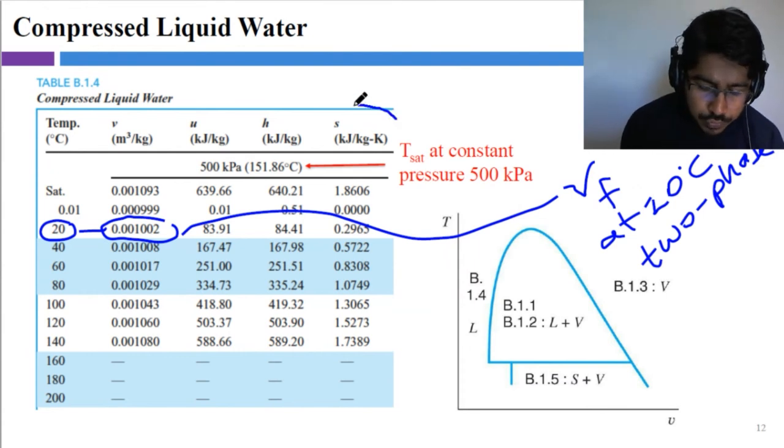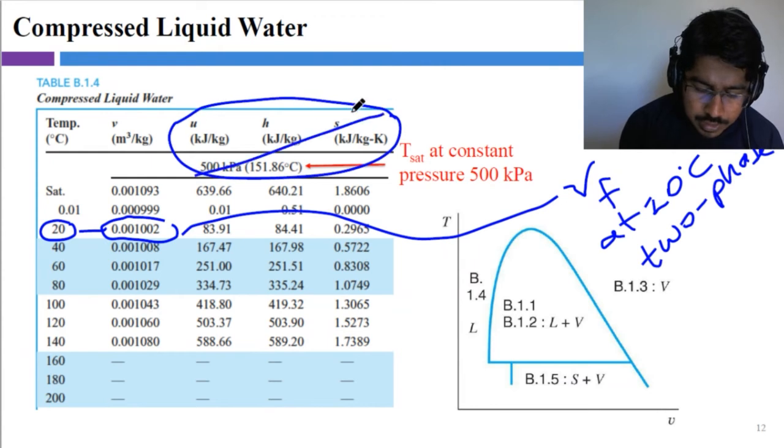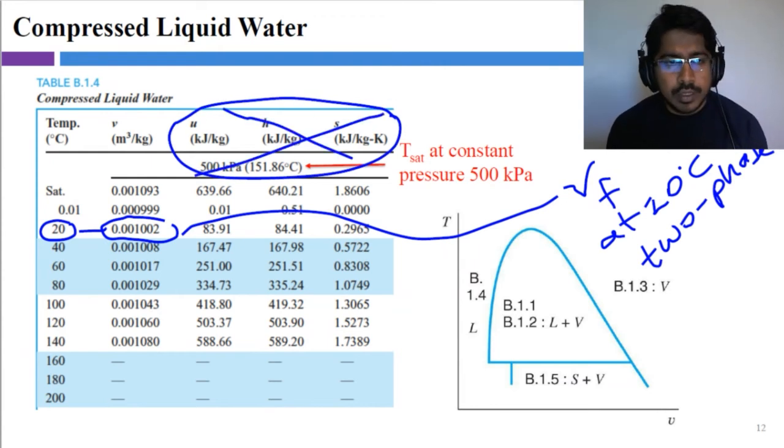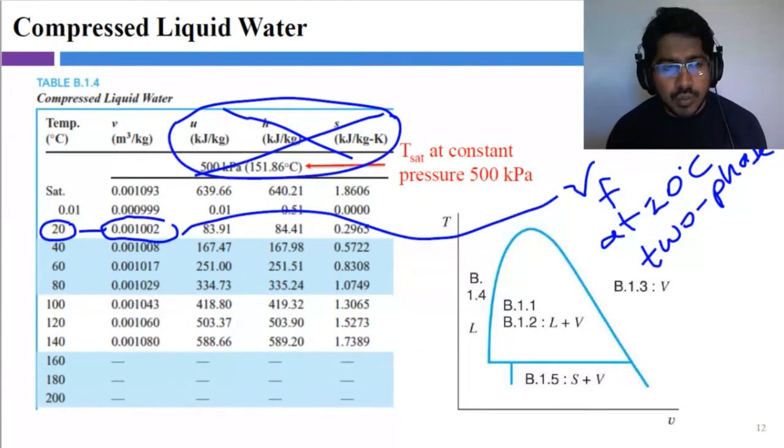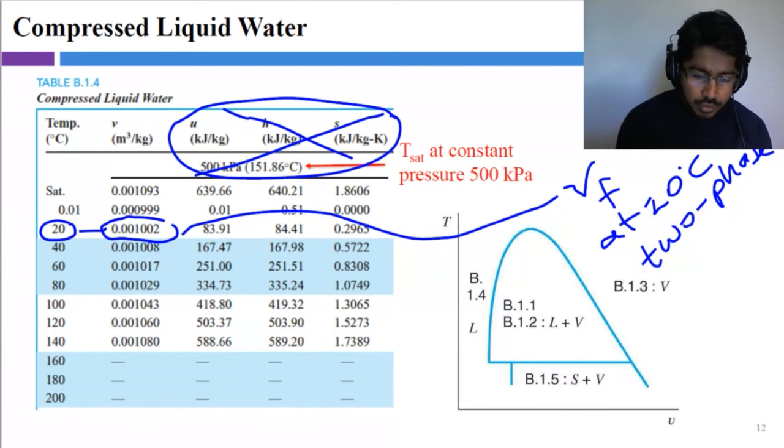And for now, I want you to forget that you see these parameters in the tables until we discuss it, right? Internal energy, enthalpy, and entropy. So we'll be dealing with these parameters soon enough. But for now, just forget that you see it. Just focus on the ones that we have already learned: specific volume, temperature, and pressure. Okay.